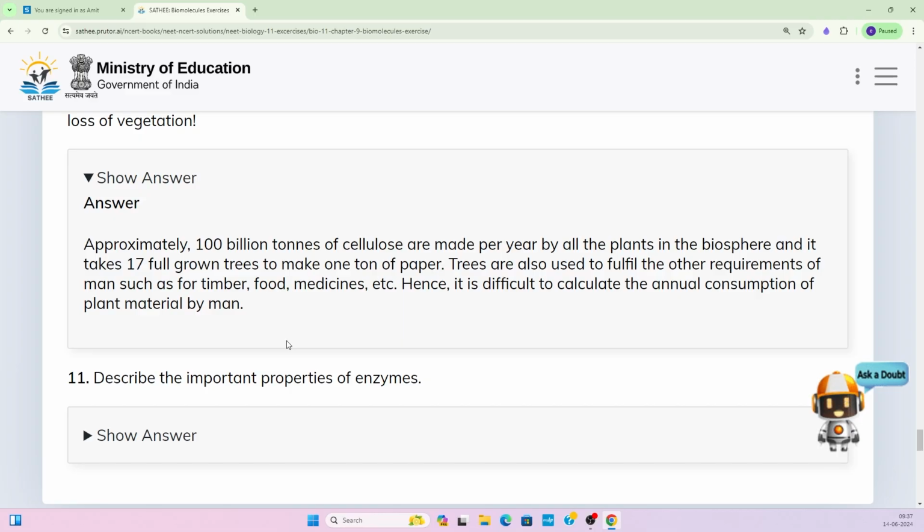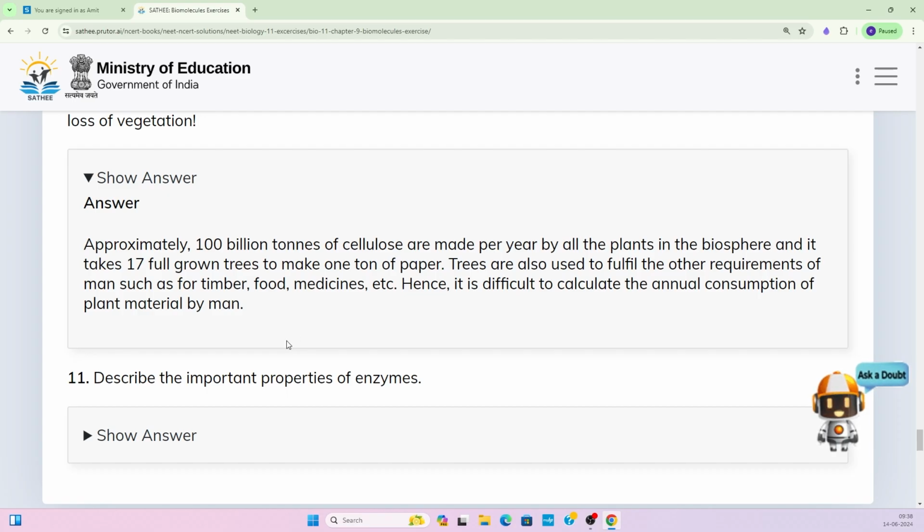So trees are also useful to fulfill the requirements of men, such as timber, food, medicine, etc. It is not only giving you the paper, it is giving you the timber, wood, the food materials, the medicines. We are getting so many things, and not only this, it is providing you oxygen to breathe. Hence, it is difficult to calculate the annual consumption of plant material by men. Right? It is very, very difficult to make assumptions, or to make a list of how much the plants are used for the making of paper.